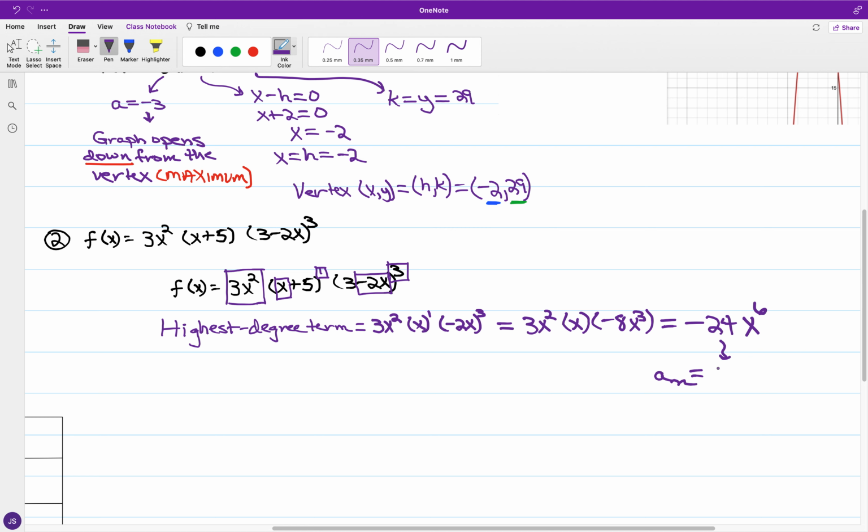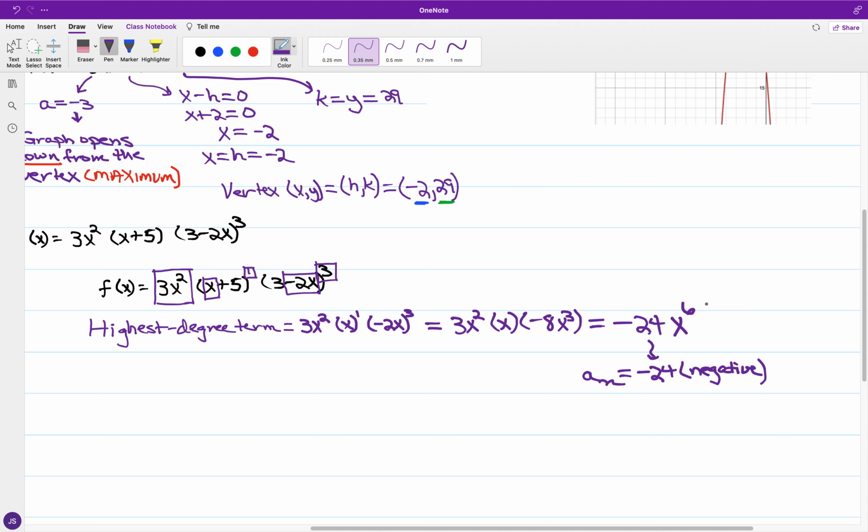And so with our highest degree term, we have the leading coefficient to be minus 24, which is going to be negative. And for what we have in terms of the degree of the function, this comes from the 6th order of x. So we have that n is equal to 6, which is an even value.